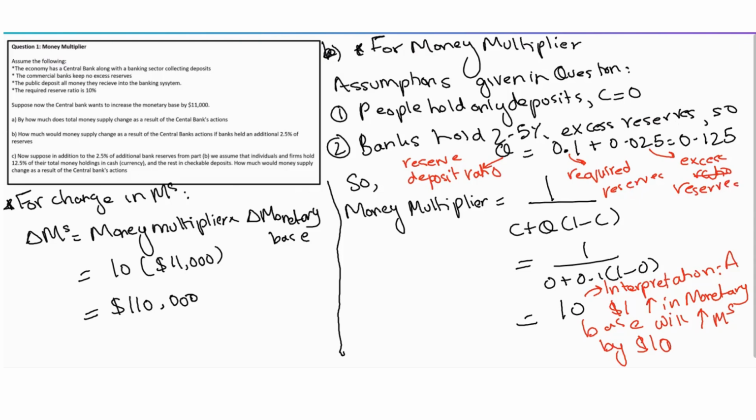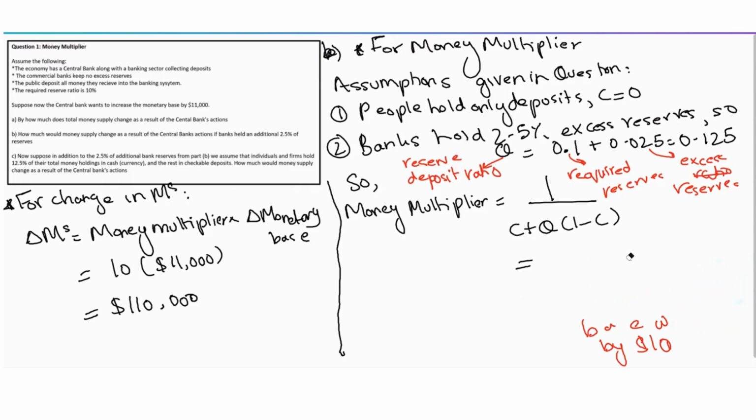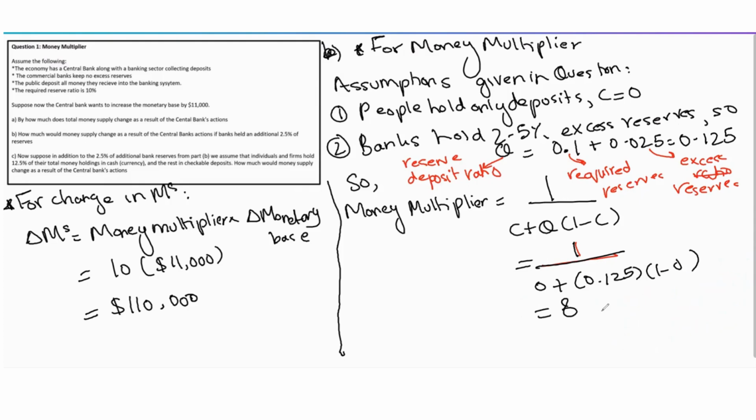So now let's change our money multiplier. Let's see what that becomes now. C is still 0, but now theta is different. It's 0.125, so 1 over 0.125 gives a money multiplier of 8. And the interpretation will be similar: a $1 increase in monetary base will now increase the overall money supply by $8.